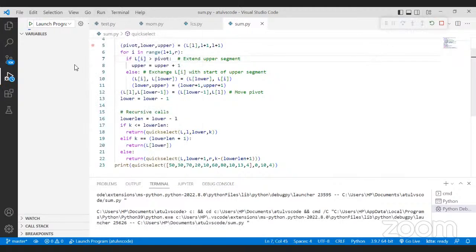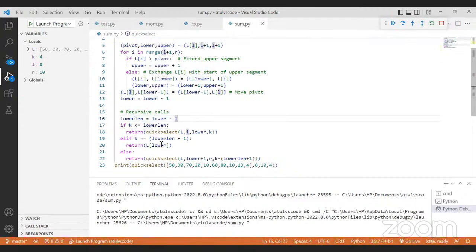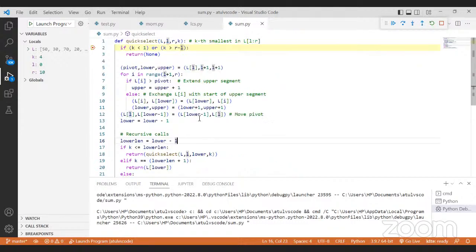Okay, Sir, why lower len equal to lower minus 1, sir? Actually I didn't get that part. Okay, we have to see the whole partition process. So what is the lower actually in last time? Actually, we reduce this lower here, lower minus 1. Okay, 1 second. Sir, okay, this is lower minus L, I think. Yeah, oh, okay, this is lower minus L, not a 1.